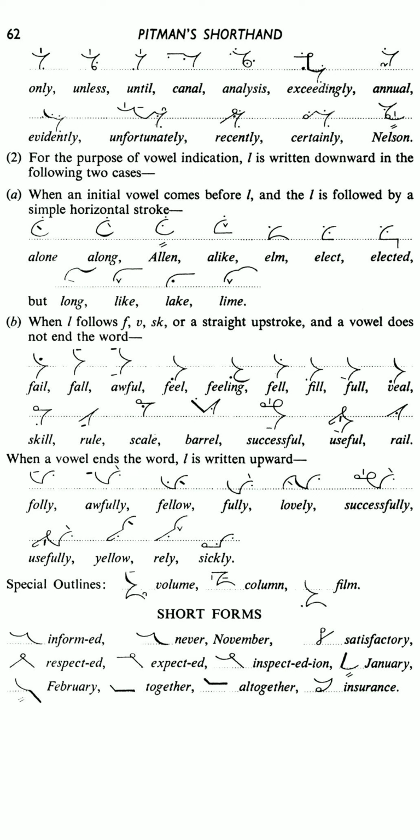Next, for the purpose of vowel indication, L is written downward in the following two cases. वॉवल इंडिकेशन को भी हम इजीली रिकग्नाइज कर सकते हैं उन दो केसेस में कि हमें कहाँ कहाँ पर डाउनवर्ड एल बनाना है. दो केसेस हैं आगे, उन्हें पढ़ेंगे. व्हेन एन इनिशियल वॉवल कम्स बिफोर एल, एल से पहले अगर कोई भी वॉवल की साउंड आती है एंड द एल इज फॉलोड बाय सिंपल हॉरिजॉन्टल स्ट्रोक, और उसके बाद सिंपल हॉरिजॉन्टल स्ट्रोक आता है. एल से पहले वोवल की साउंड आती है और उसके बाद हॉरिजॉन्टल स्ट्रोक आता है.